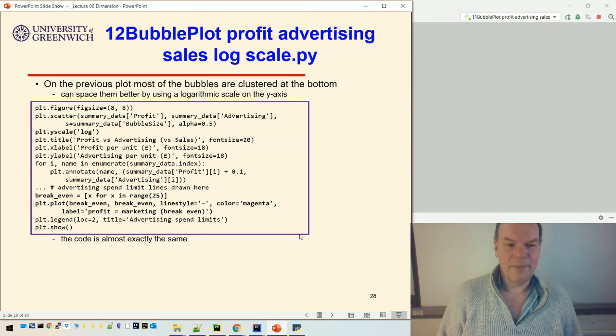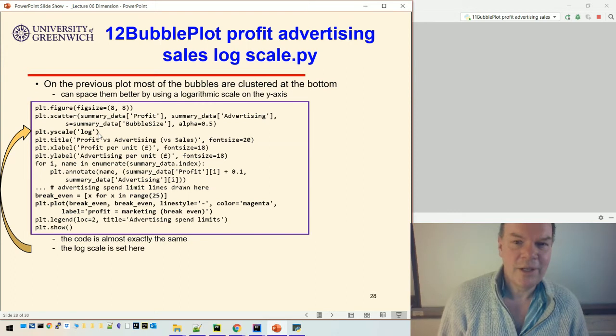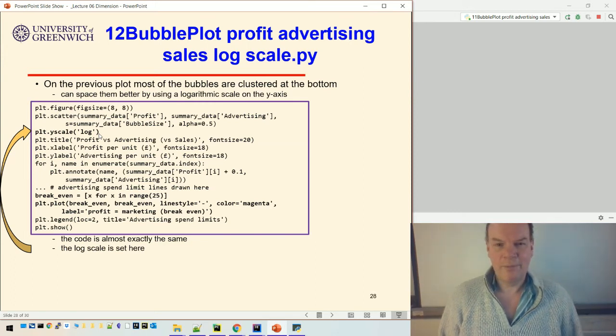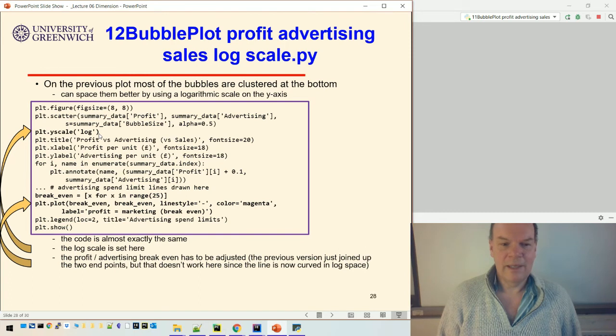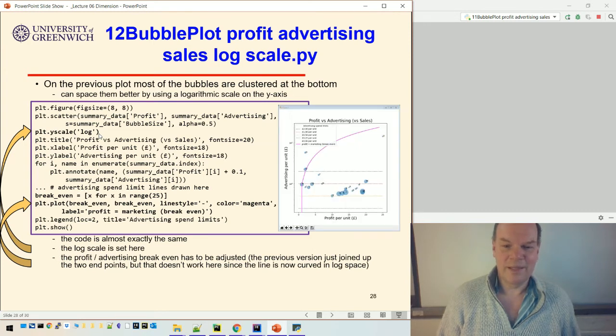So the code's almost exactly the same, except that now I just have to tell Matplotlib I want a log scale. You can do this with almost any chart that we've looked at so far. You just have to be slightly careful about the interpretation, because it's not so easy to interpret these kinds of charts. We have to adjust the profit advertising break even because this now has to become a curved line in this log space. So this is what it looks like when I do that.